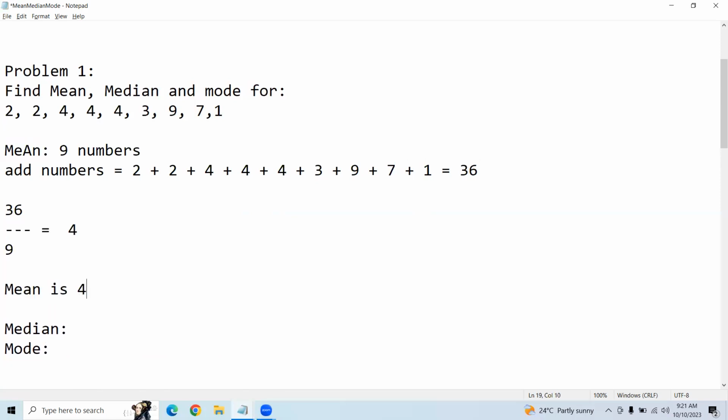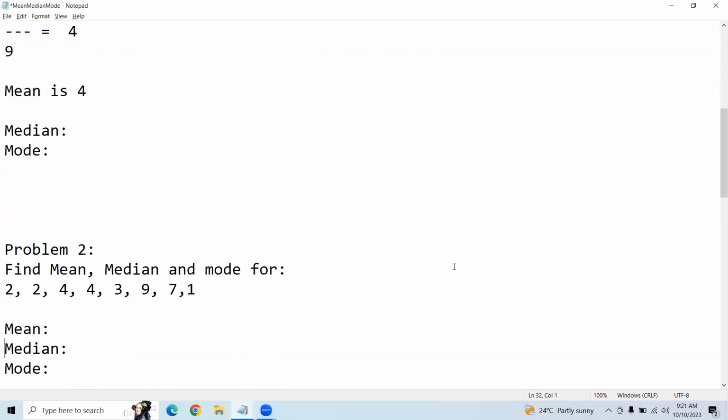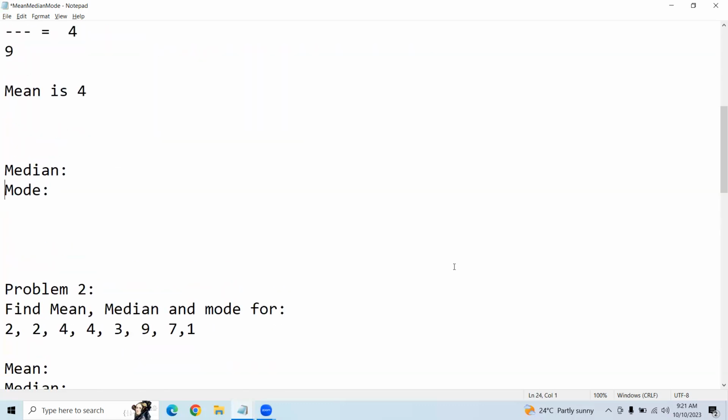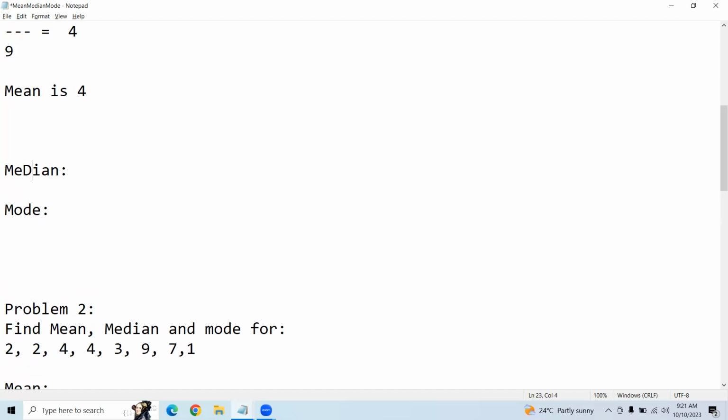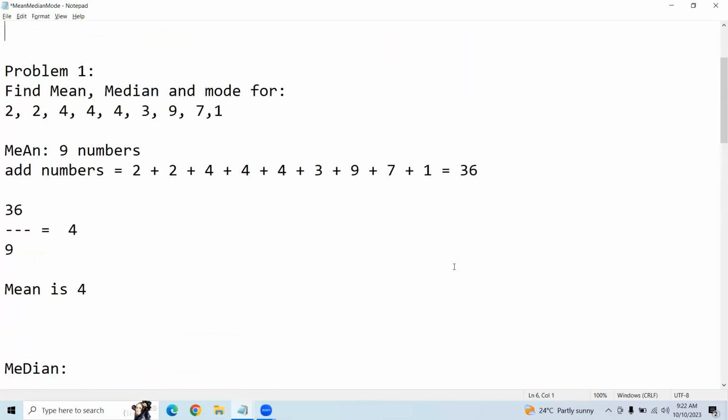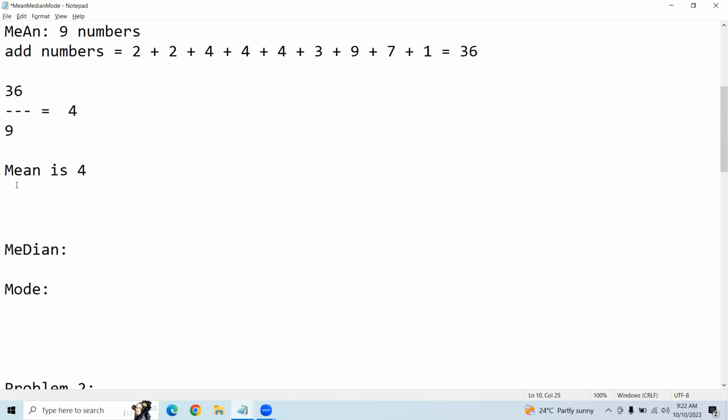Mean is 4. Okay. So let's try to find out the median now. While writing median, we have to write M and D as capital. With that, you will be able to recall midpoint. So first of all, we should arrange all these numbers in ascending order.